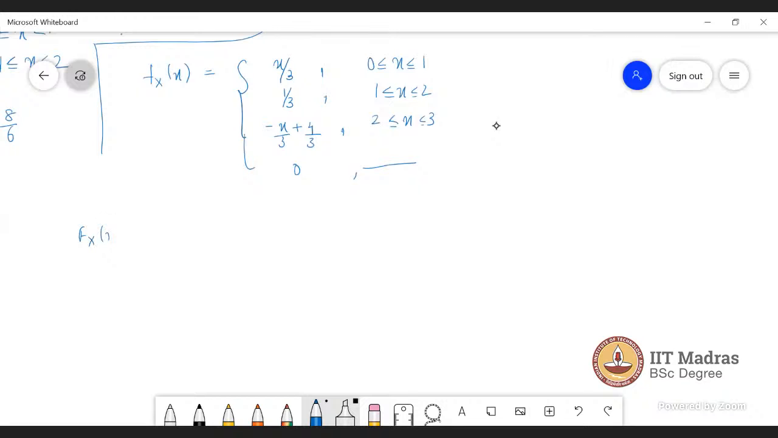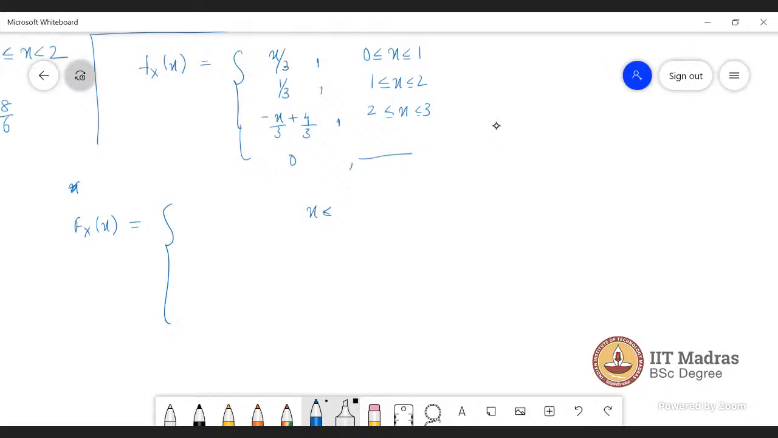So to find the CDF, let's say first we are finding for x lying between 0 to 1. You will first write for x less than 0. For x less than 0, it should be 0. And for x greater than 3, it is going to be 1. These are fixed. Now you'll have to find x lying between 0 to 1, x lying between 1 to 2, and x lying between 2 to 3.